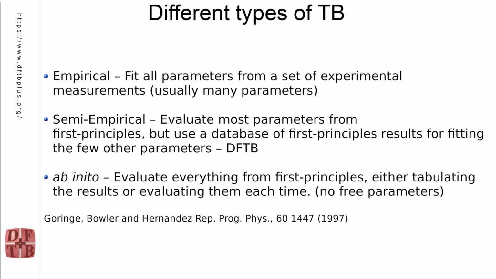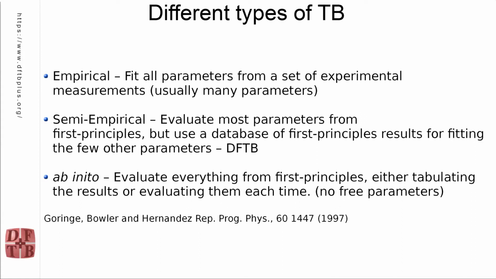Actually, there are essentially three different categories of tight binding. So I was talking about the empirical ones, and usually you have an exercise in fitting quite large numbers of parameters. The variety that I use sits in the middle of this, the semi-empirical ones, where you try and evaluate parameters on the whole from first principles. But you perhaps fit some components which are difficult to deal with efficiently by taking data from some other theory.